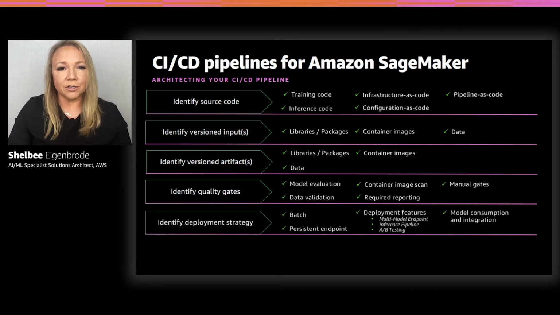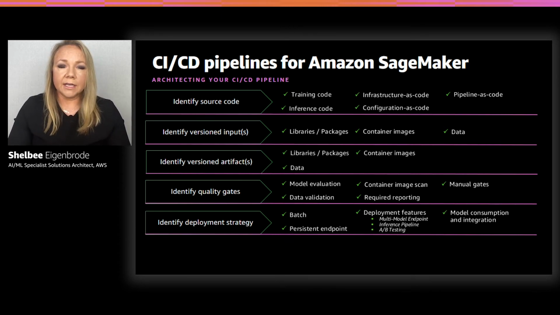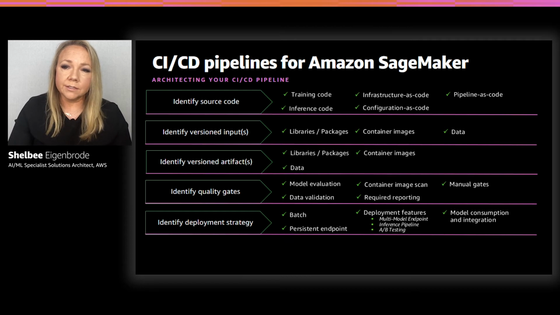Next, we want to identify our deployment strategy by first identifying whether our model will be consumed using SageMaker Batch Transform or if we're going to deploy to a SageMaker endpoint. We should also identify the SageMaker deployment features that we may want to take advantage of so we can ensure they're included in the scope of our pipeline. Also, we should be looking at a train once, deploy many strategy. So similar to DevOps strategy of build once, deploy many, the same should be true for your models. You want to train once and deploy to the target environments that make sense for your use case. We should also understand how our model is going to be consumed by integrating systems and applications.